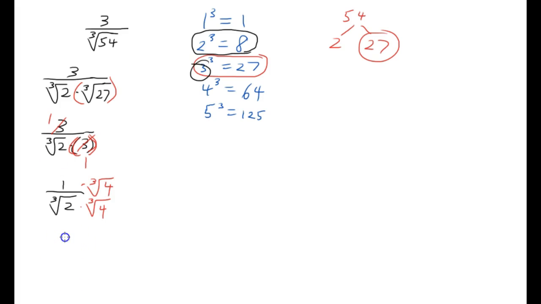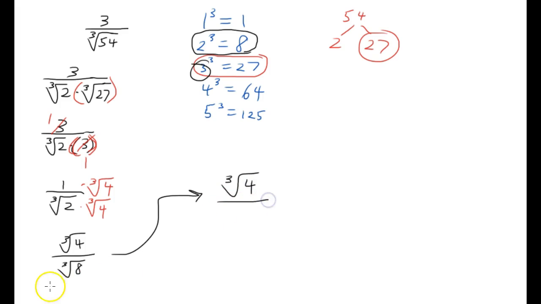So we will have the cube root of 4 in the numerator and the cube root of 8 in the denominator. I'm going to continue this up here. We still have the cube root of 4 in the numerator, but the cube root of 8 now is just 2. So we have just 2. And that's it. That is the simplified or rationalized denominator form of our original problem there.